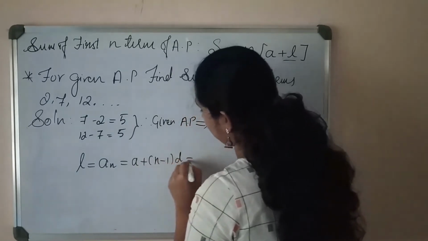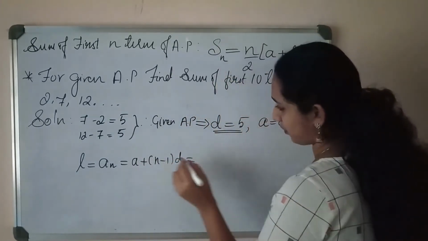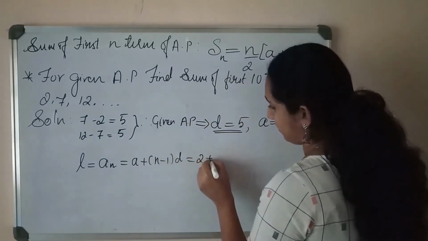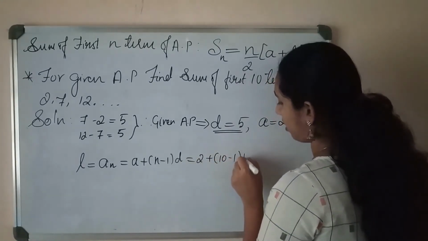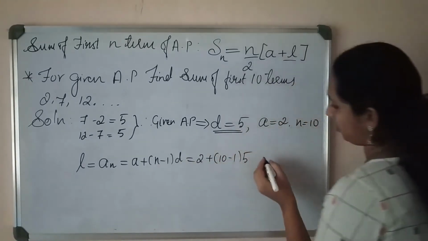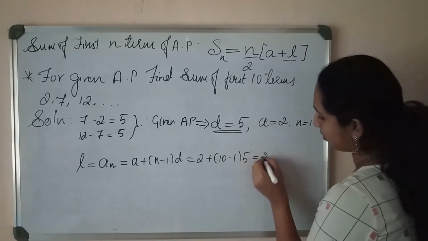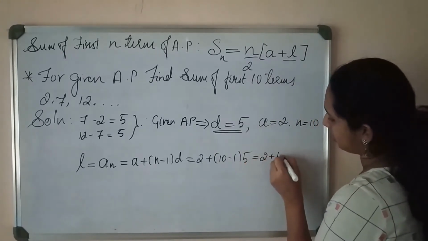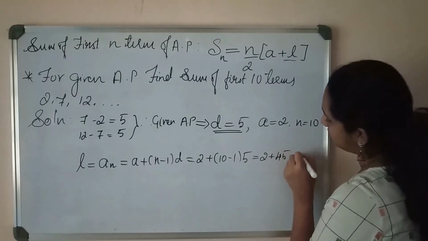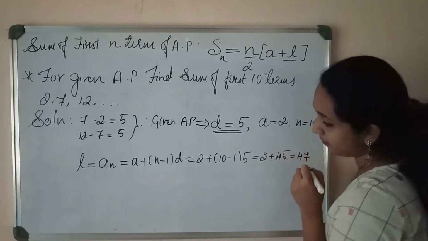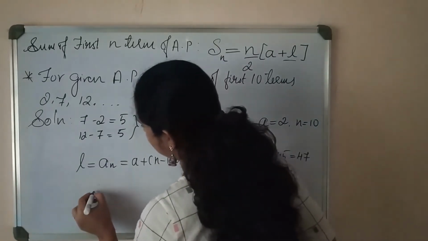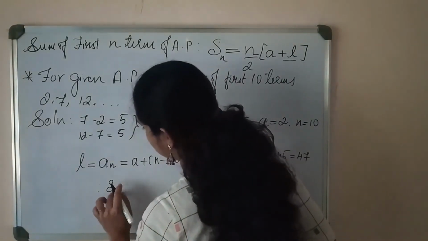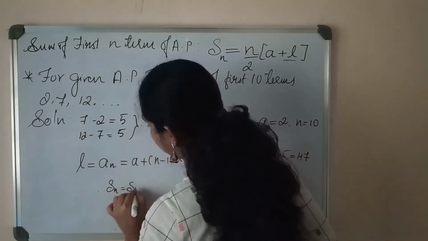into d, which is equal to 2 plus 10 minus 1 into 5, which is equal to 2 plus 45, which is equal to 47. Now what do I have to find? I have to find Sn. Therefore, Sn is equal to S10.